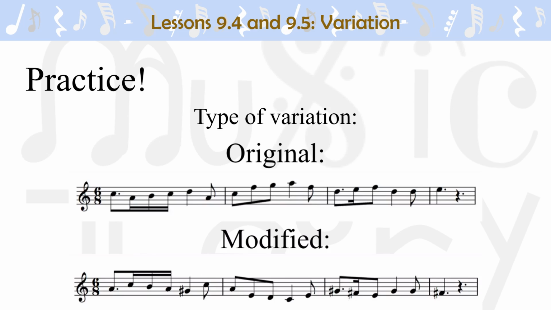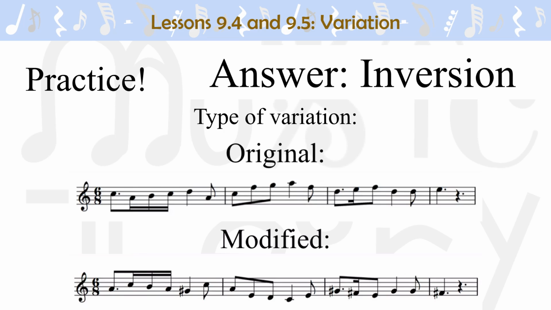Type of variation. Inversion. The modified melody is upside down of the original melody, which means that it has all of the same intervals between its notes as the original melody except in the opposite direction. For example, the second note is a minor third lower than the first in the original, and the second note is a minor third higher than the first in the modified.